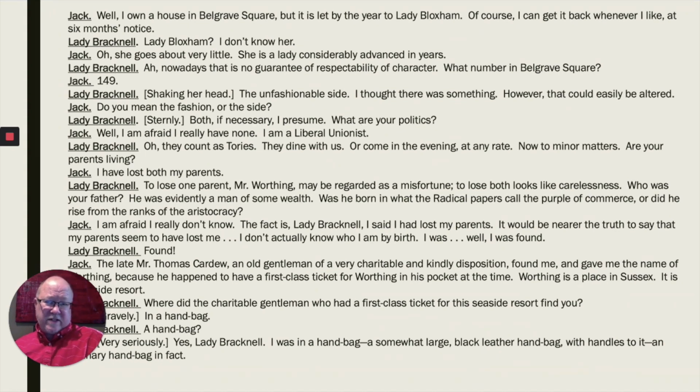Well, I own a house in Belgrave Square, but it is let by the year to Lady Bloxham. Of course, I can get it back whenever I like at 6 months' notice. Lady Bloxham? I don't know her. Oh, she goes about very little. She's a lady considerably advanced in years. Nowadays that is no guarantee of respectability of character. What number in Belgrave Square? 149. The unfashionable side. I thought there was something. However, that could easily be altered. Do you mean the fashion or the side? Both, if necessary, I presume. What are your politics? Well, I'm afraid I really have none. I'm a liberal unionist. Oh, they count as Tories. They dine with us, or come in the evening at any rate. Now, to minor matters. Are your parents living?